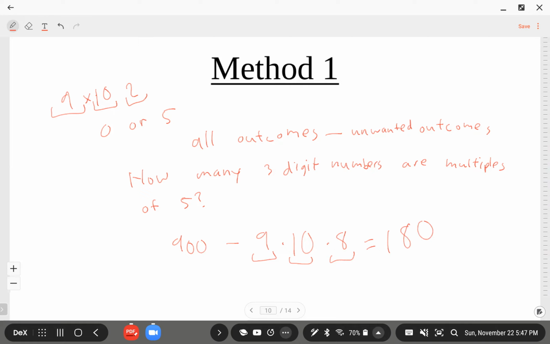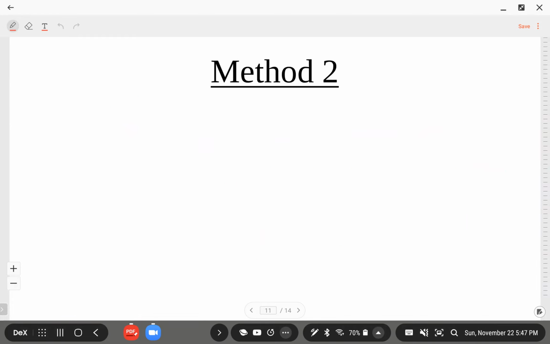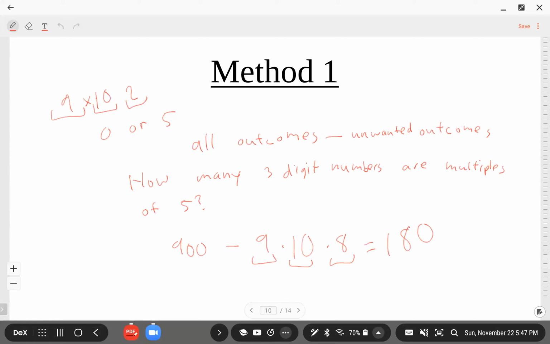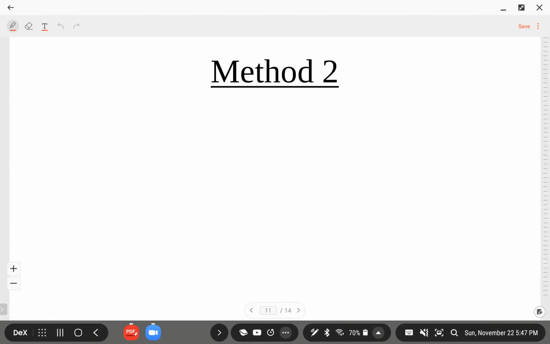But that is the exclusion method, right? All outcomes minus unwanted outcomes. Method 2, let's go over method 2. Method 2 is just case by case. So case by case is basically just trying to find all the possibilities.